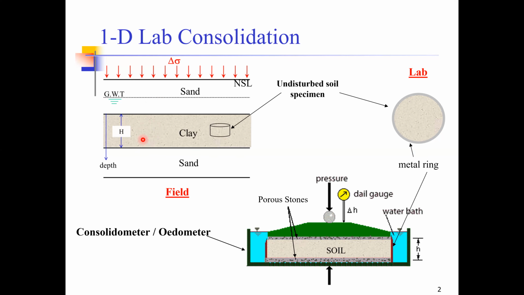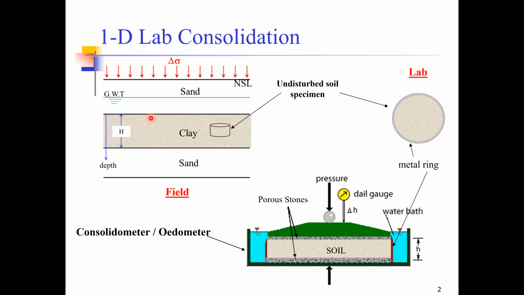So if I ask you, what is the length of the drainage path in this case? The length of the drainage path would actually become half of this layer. Why half of this layer? Because the water which is present maybe at the center would need to travel only half of the thickness of this layer. So the length of the drainage path would be half of this layer. This is known as two-way drainage.